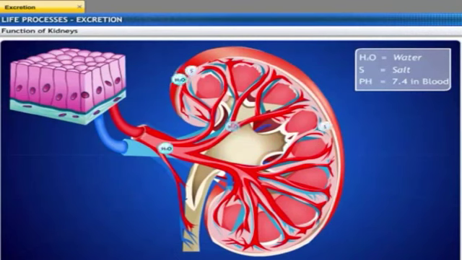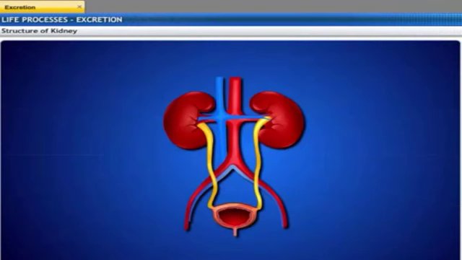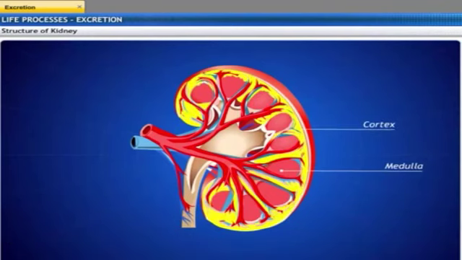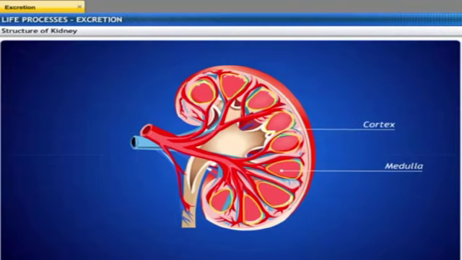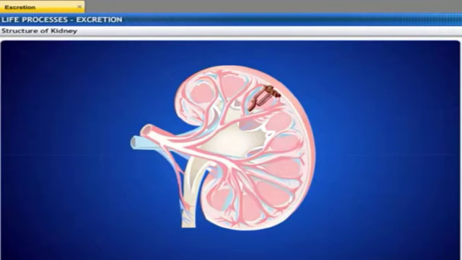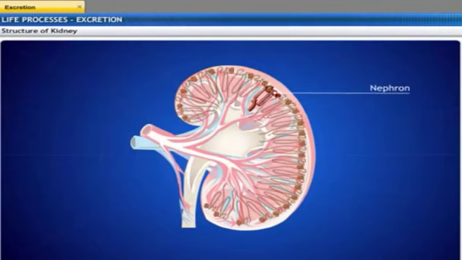Then we study the inside of the kidney. The kidney contains the medulla region in the inner part and the cortex region in the outer part. The cortex is the outer part of the kidney, and the medulla is the inner part. The pelvis is inner to the medulla. The important structure present in the kidney is the nephron.